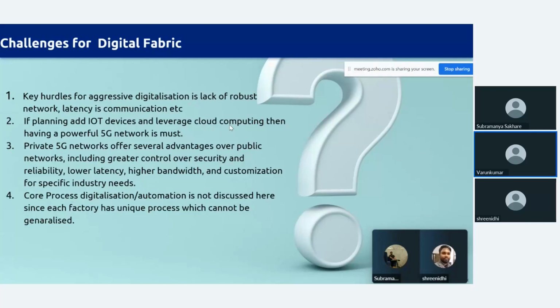So if you are a glass manufacturer, or if you are a semiconductor factory, there are a lot of very use case specific or industry specific applications which have to be done. Some components have to be on edge, some components have to be on cloud. So these can be decided very quickly based on the type of network. So that is one thing. And then core process digitalization is not discussed.